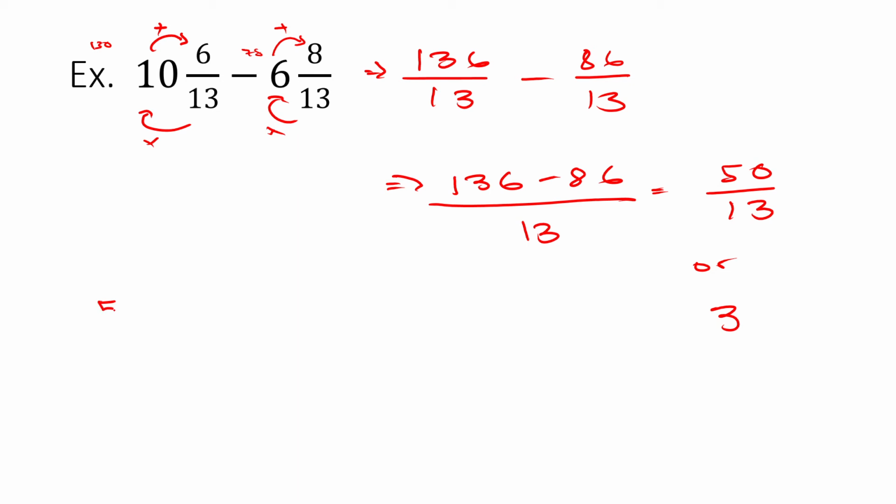First of all, we're going to divide 50 by 13. We're going to use long division. How many 13s go into 50? 3. 3 times 13 is 39, and you're going to get 11. So your answer is going to be your whole number 3. Your remainder is going to be your new numerator.